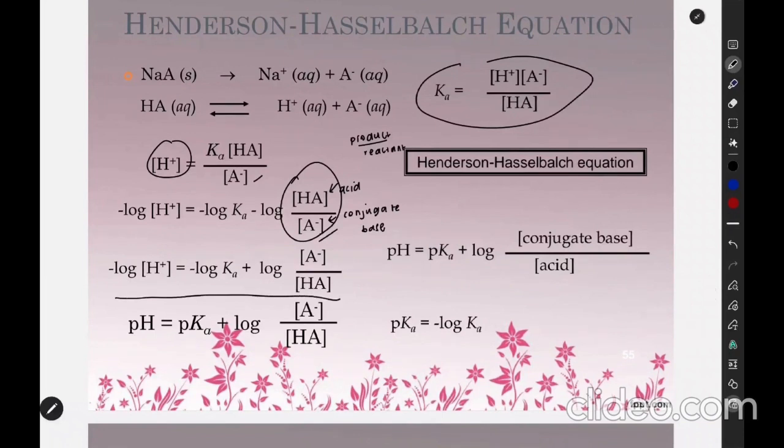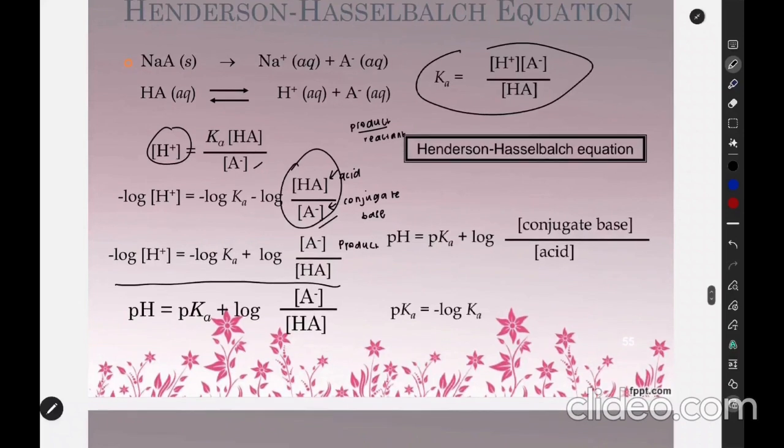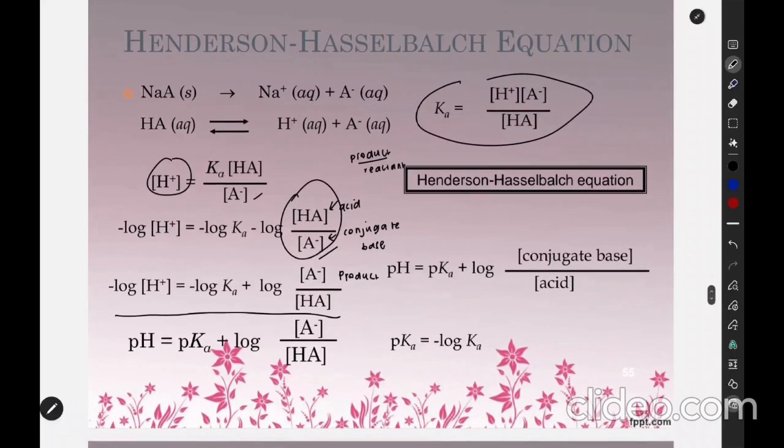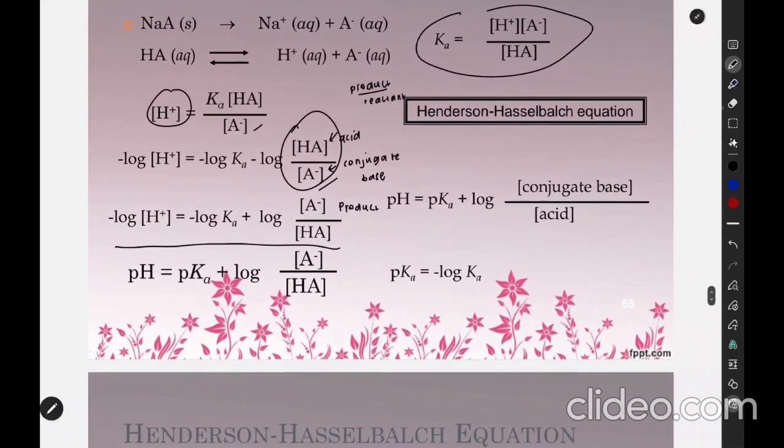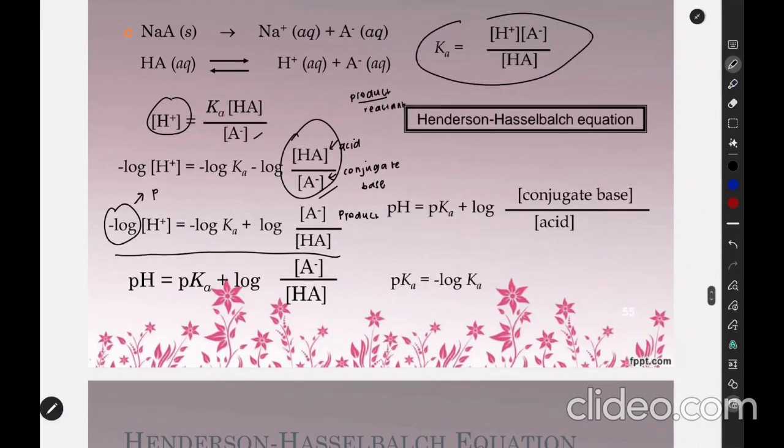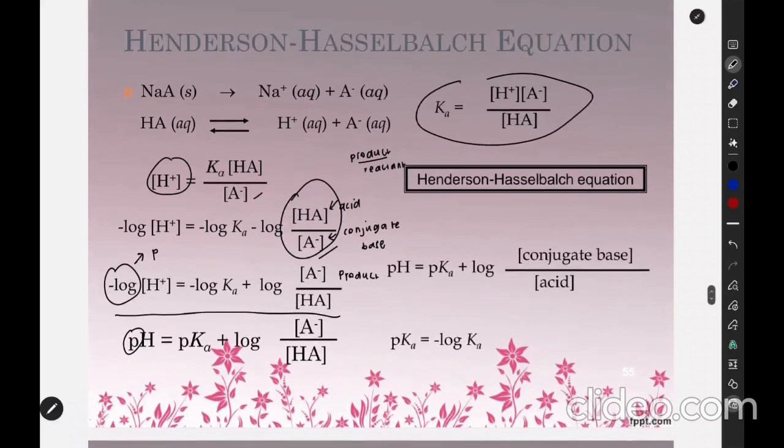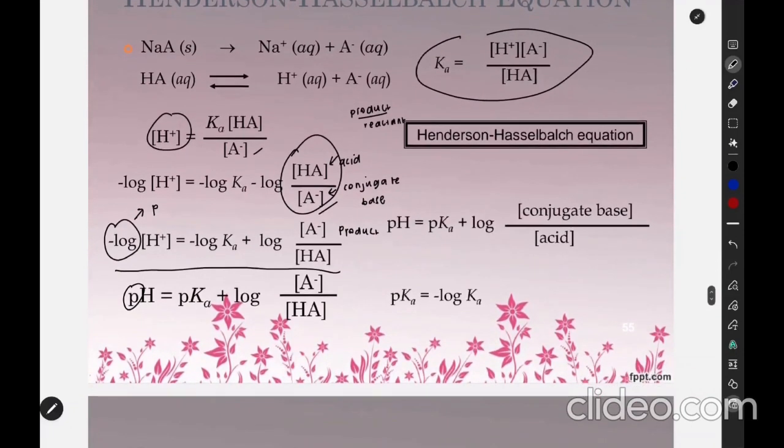Negative log concentration of hydrogen ion equals negative log Ka plus log concentration of the conjugate base, which is the product, and it will be divided by the concentration of acid, which indicates the reactant. Since the negative log represents the p, we will convert the negative log to p. pH equals pKa plus log the concentration of conjugate base divided by the concentration of acid.